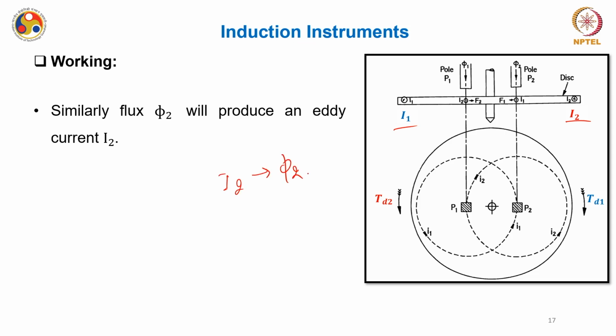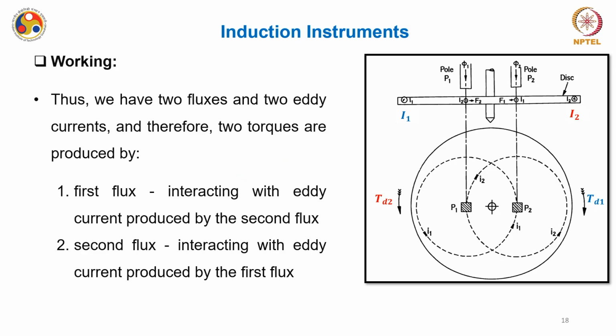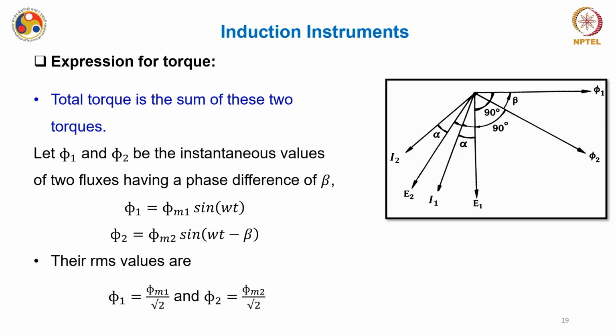So two conditions we have seen: current I1, which is an eddy current, flowing because of alternating flux phi 1, and another eddy current I2 flowing because of the alternating flux phi 2. So we have two fluxes and now we have two eddy currents. Therefore, two torques are produced. You can see that TD1 and TD2. The first flux interacts with the eddy current produced by the second flux, and the second flux interacts with the eddy current produced by the first flux. So you have two different conditions, and the total torque is the sum of these two torques.